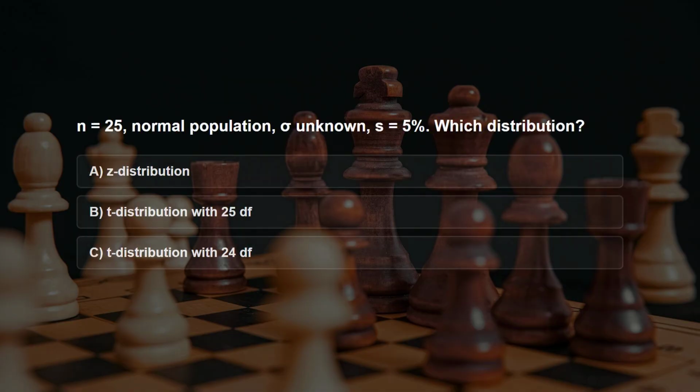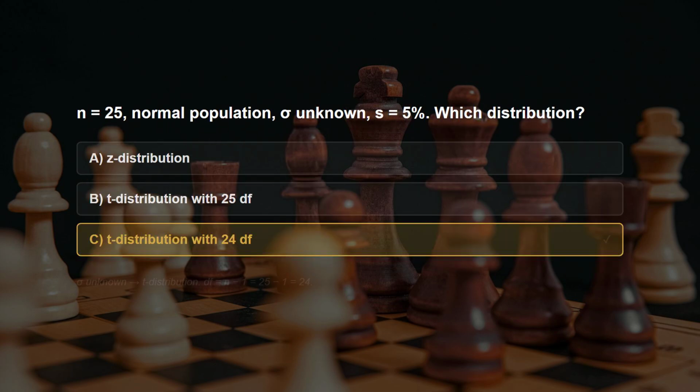Question 2. An analyst takes a sample of 25 stocks from a normally distributed population. The sample mean return is 9% with a sample standard deviation of 5%. Population variance is unknown. Which distribution should the analyst use to construct a confidence interval? Think about this.